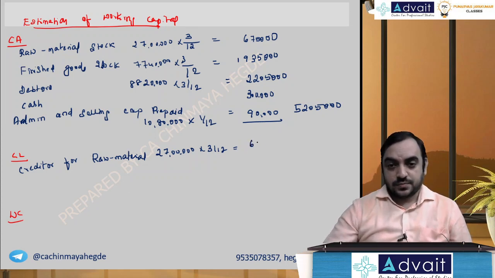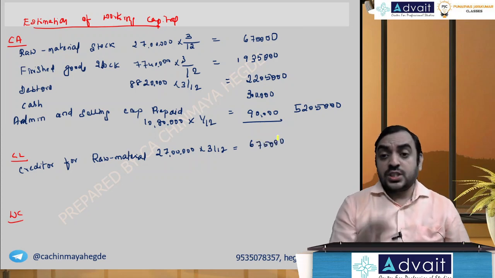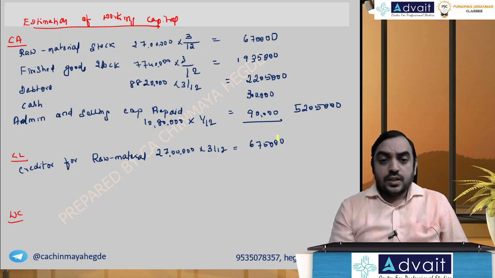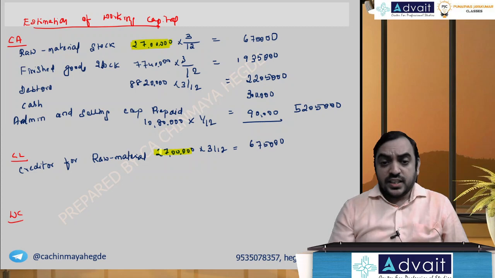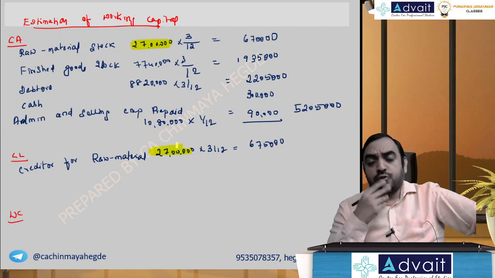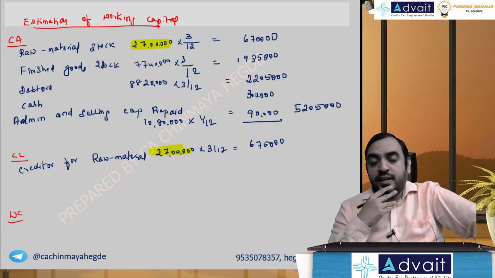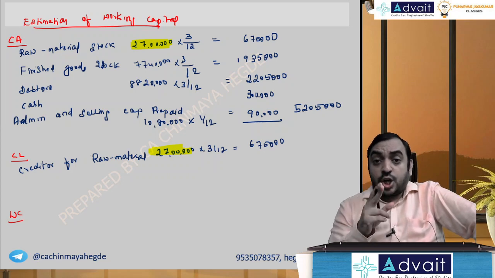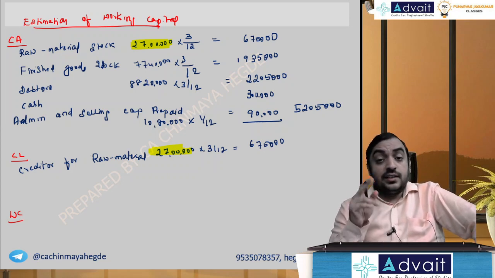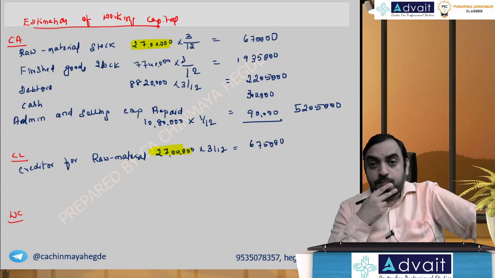6,75,000. This is one confusion some people have. This also is based on the 27 lakh raw material stock. This also is based on raw materials, 27 lakh rate of raw material. Both are raw material, but one is raw material consumed, the other is raw material purchased.